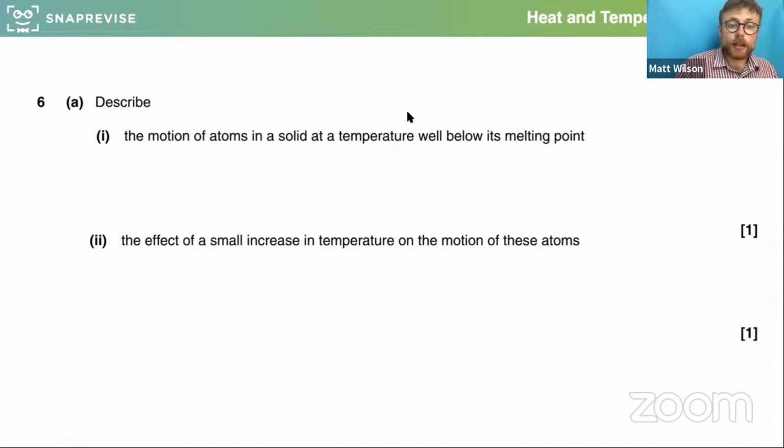Okay, so let's have a go at a quick exam question, then we'll look at the second half of the session where we have actually a lot more exam questions. Okay, so in this question, we're asked to describe the motion of atoms in a solid at a temperature well below its melting point. So what state of matter is this material in? Is it a solid, a liquid, or a gas? If it's well below its melting point.